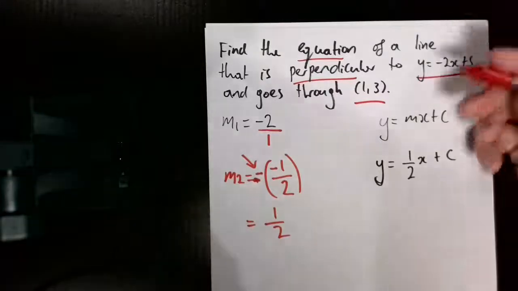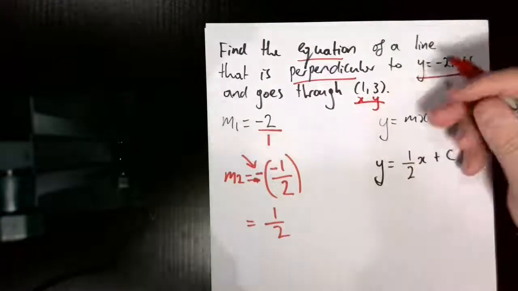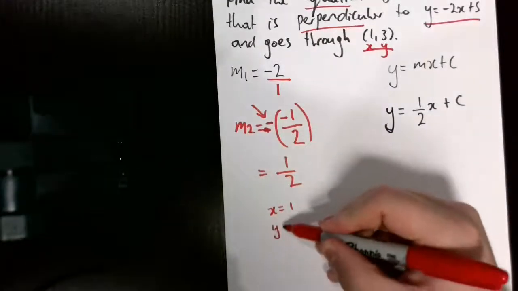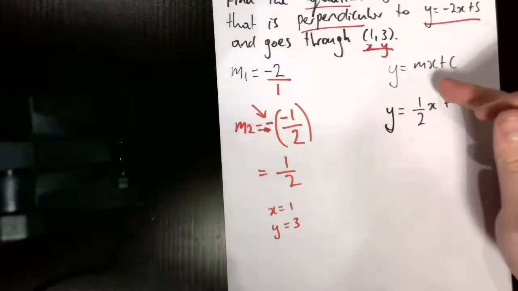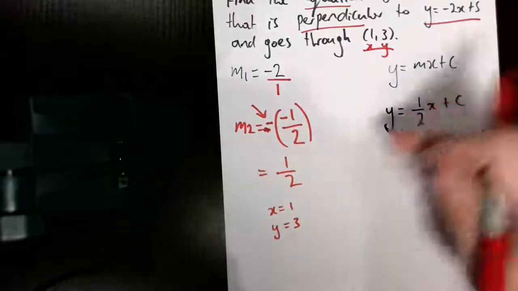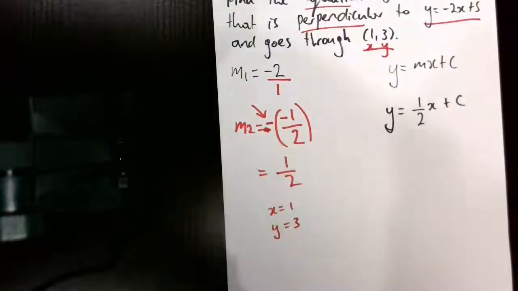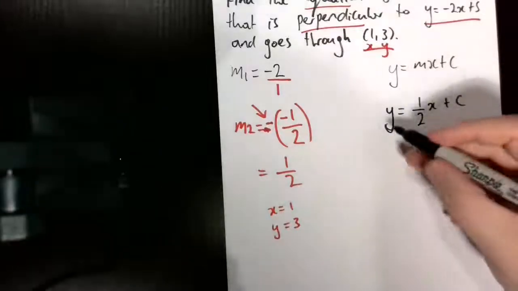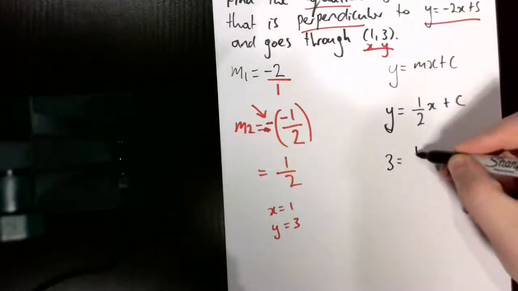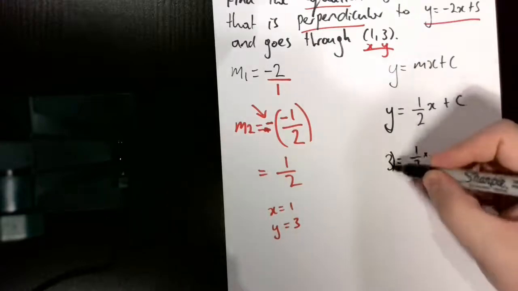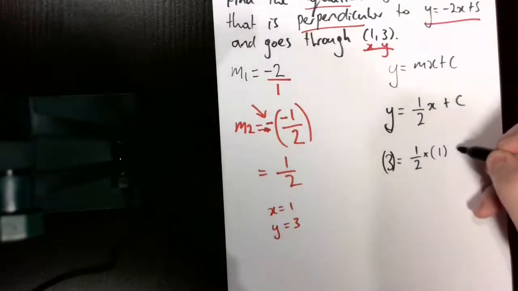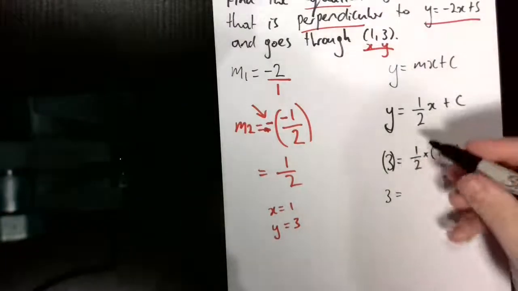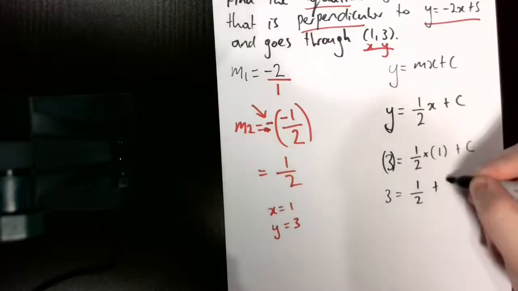To do that, we need to use the x and the y value from our coordinate. We sub in our point, so we know that x equals 1 and y equals 3. Instead of having a y and an x to find c, we're going to replace them with numbers, so we only have one thing to find. Instead of a y, I'm going to put a 3. Instead of an x, I'll make sure that I put brackets around a 1. Now we tidy this up. This just becomes 3 is equal to a half times 1, so that's just a half plus c.